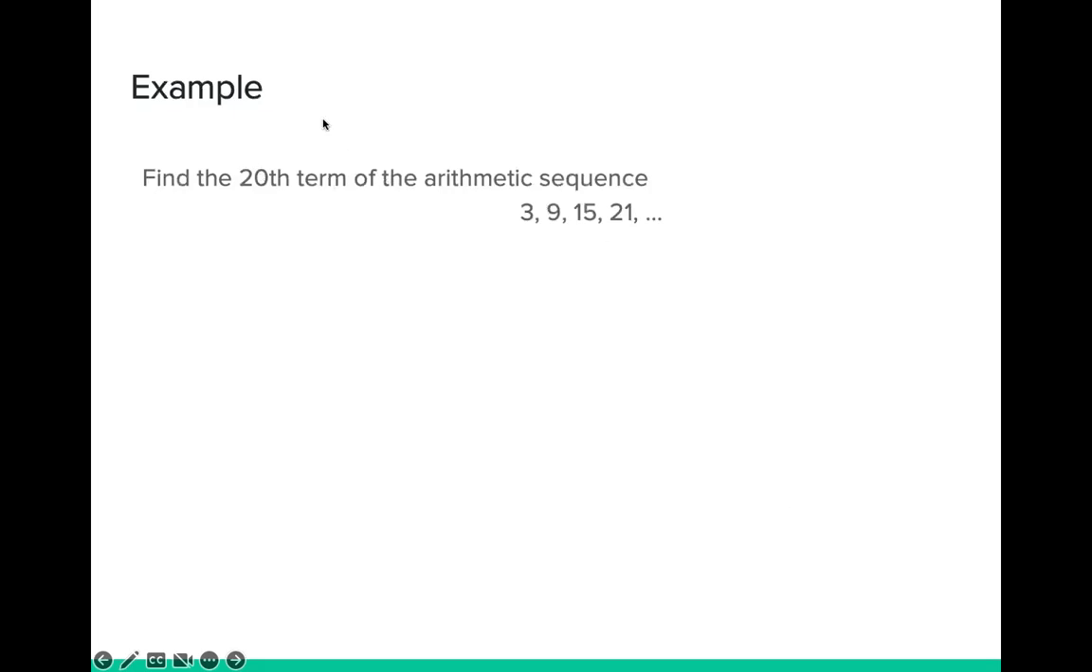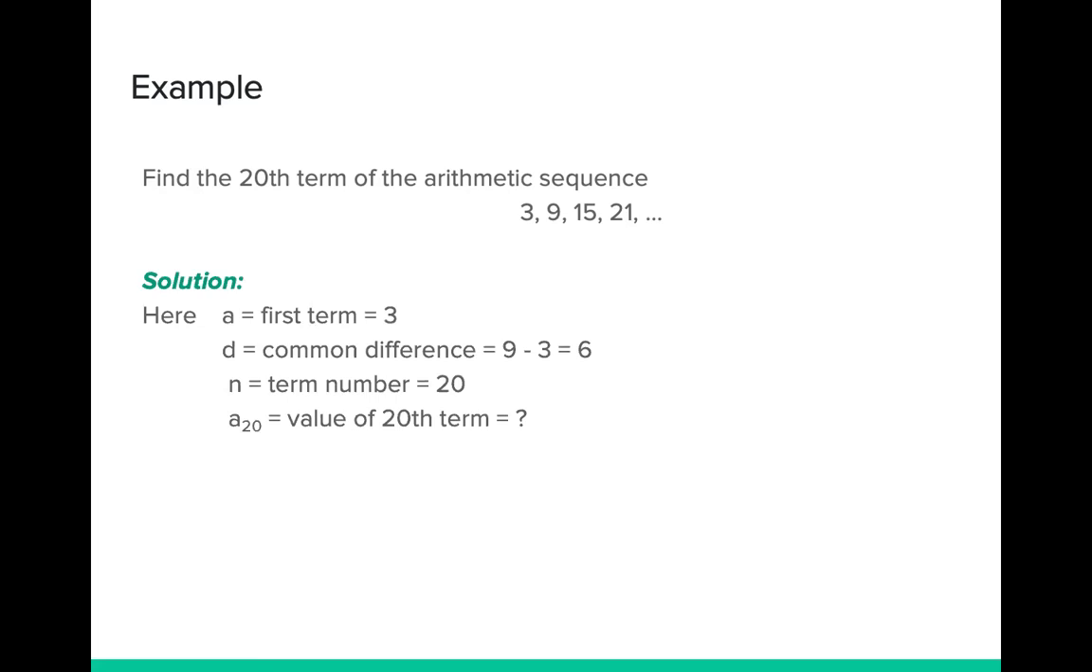Okay, so let's have an example. Let us find the 20th term of the arithmetic sequence 3, 9, 15, and 21. Here, what would be the first term? The first term is 3, and the common difference is 6. We take the differences: 9 minus 3 is 6, 15 minus 9 is 6, and 21 minus 15 is 6.